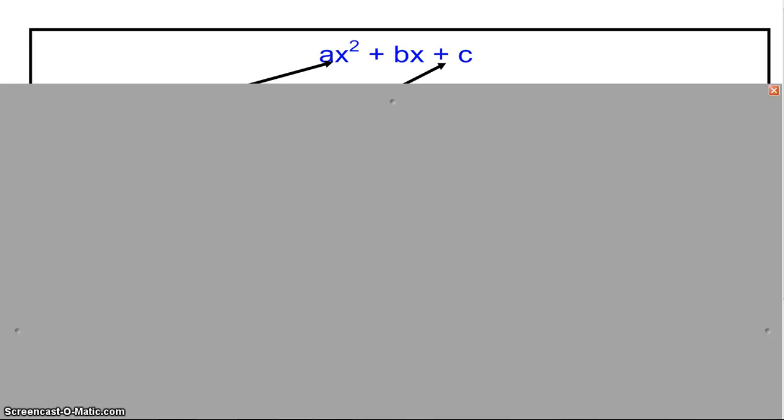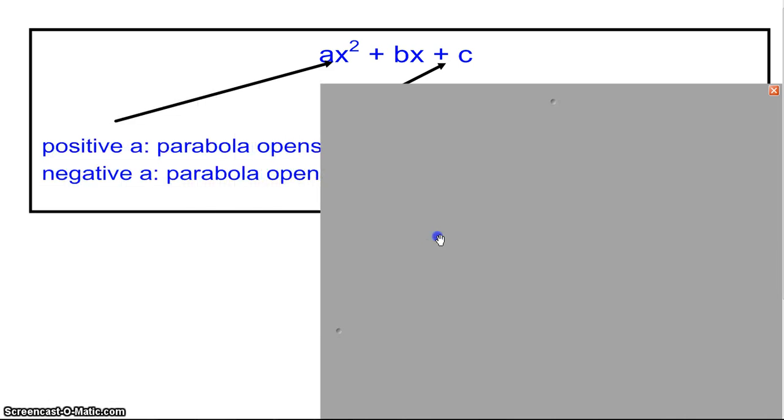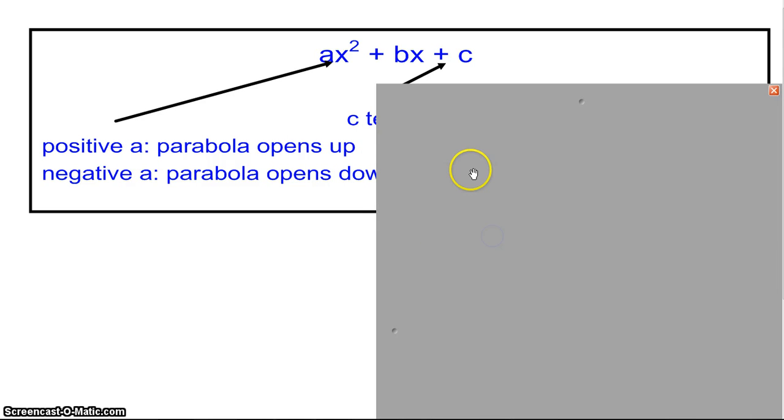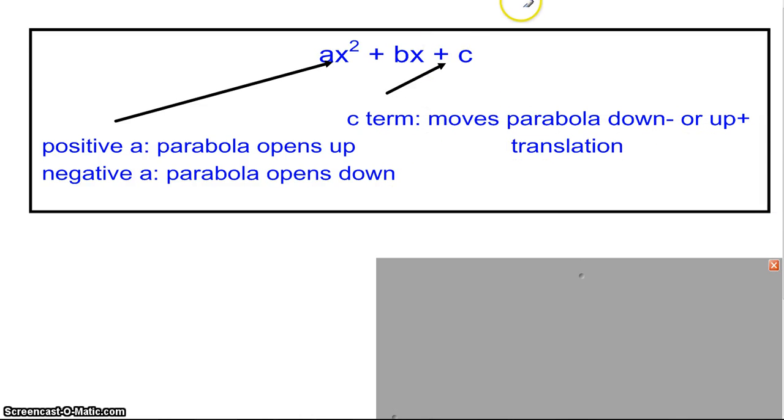Very good. You'll have to pause and take this down, but we've learned today that the a value, if it's positive, the parabola opens up. If it's negative, the parabola opens down, right? The c value can translate the parabola up or down. So that's the effect of a and c.